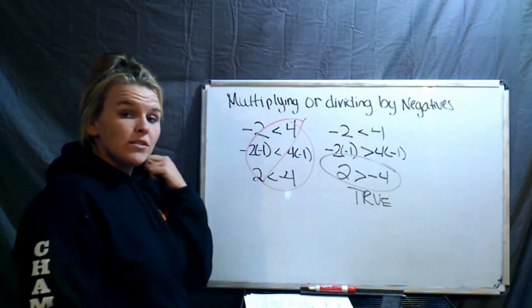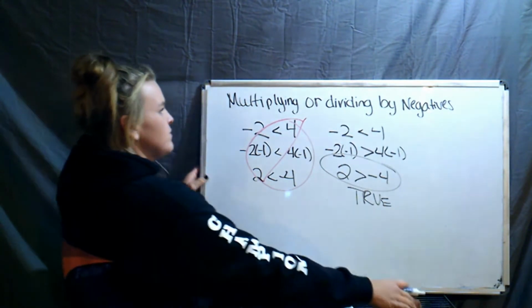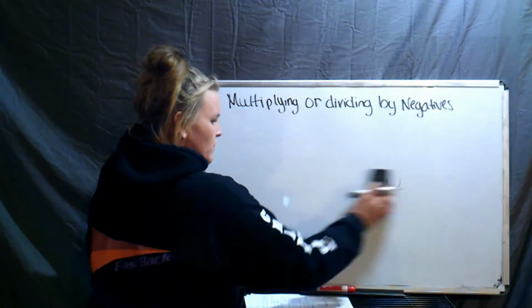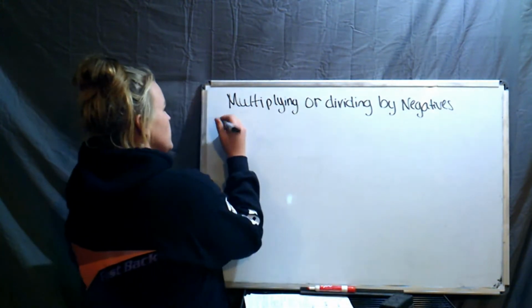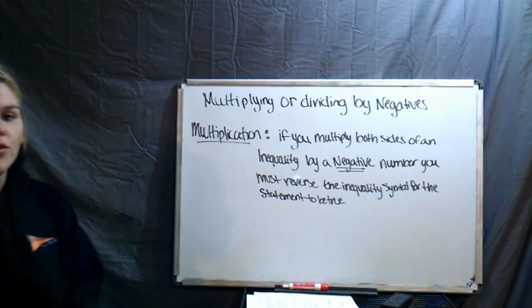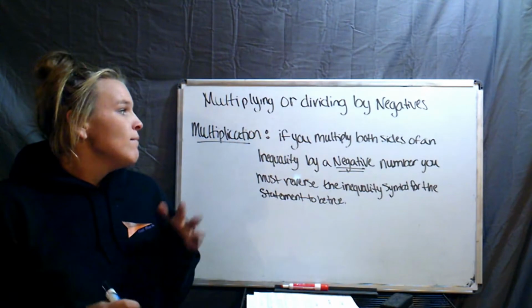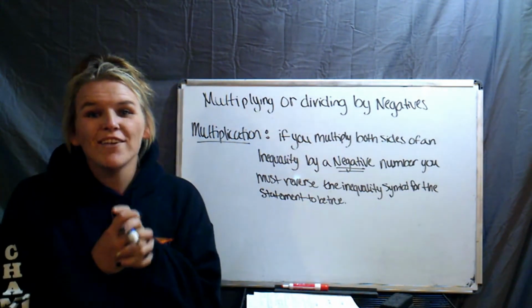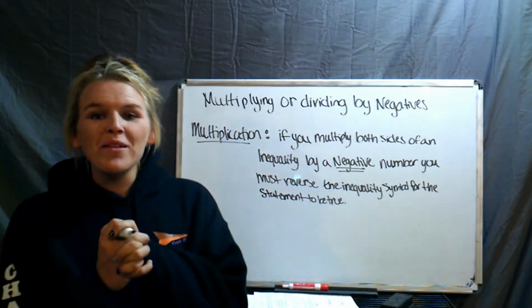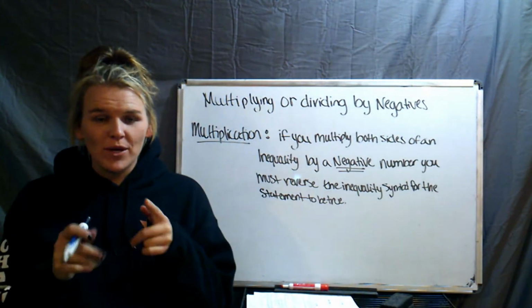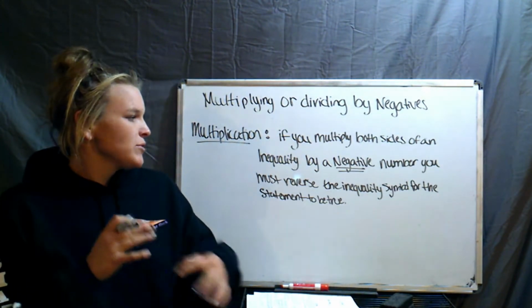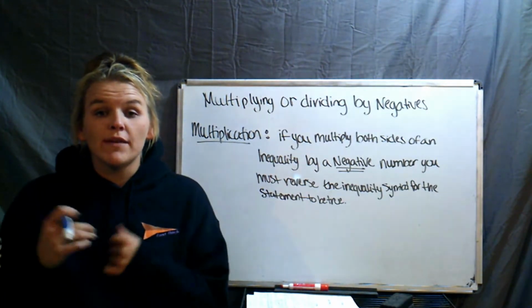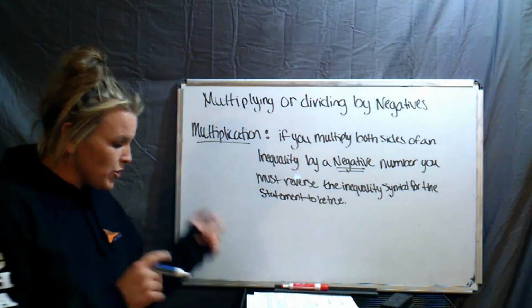Awesome. So let's talk about the properties of these inequalities. For multiplication, if we multiply both sides of an inequality by a negative number, we must reverse the inequality symbol for the statement to be true. And we just did an example. I'll show you another one quick.